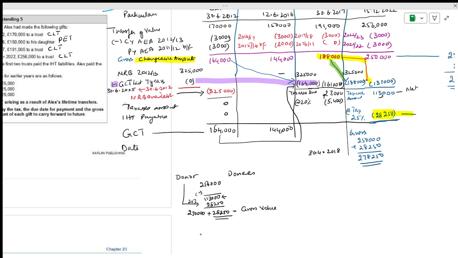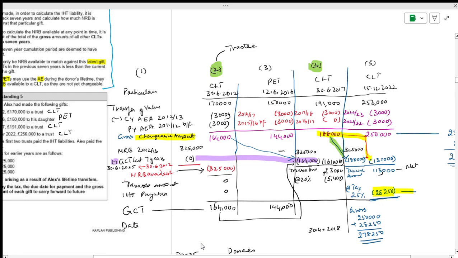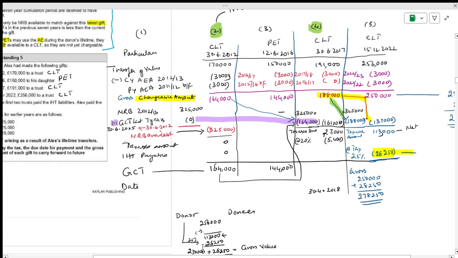Test your understanding. Previous gift. Okay, column 4. Who is paying tax? The donee is paying tax. The trustee is paying tax.